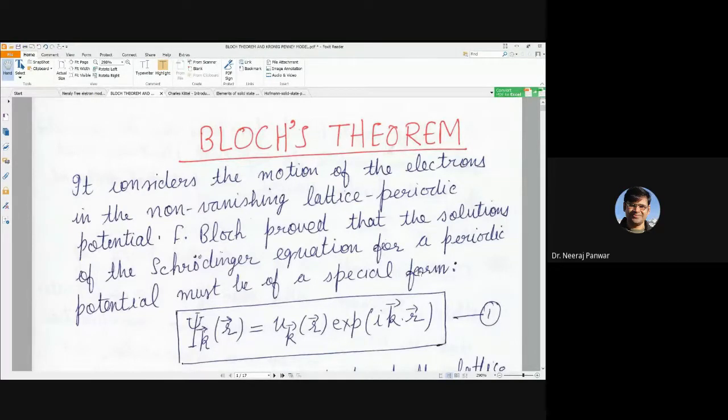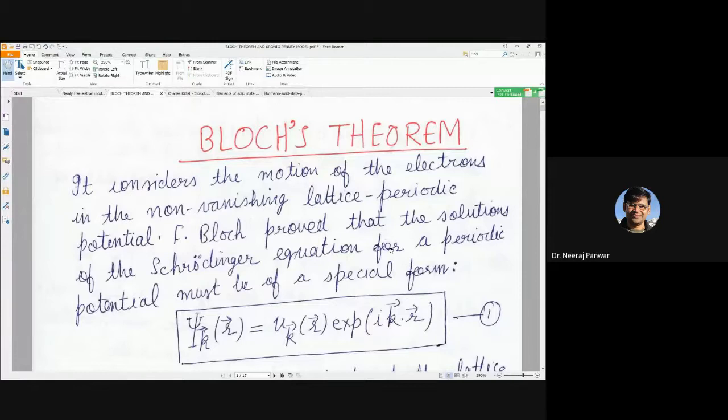So, yesterday we discussed the nearly free electron model, in which we saw that when we have a weak potential introduced by the positive ion cores, then the electron dispersion relation, that is the relation between energy and wave vector, would get modified, and we will get the energy band gaps, or the forbidden gaps, at the zone boundary.